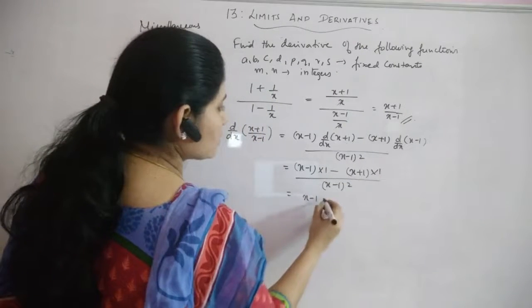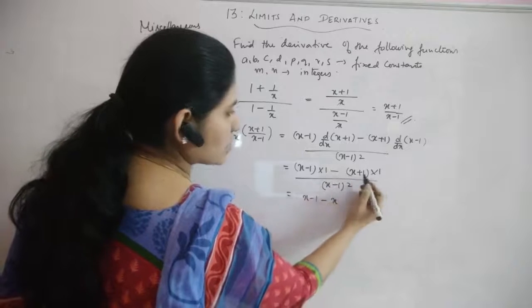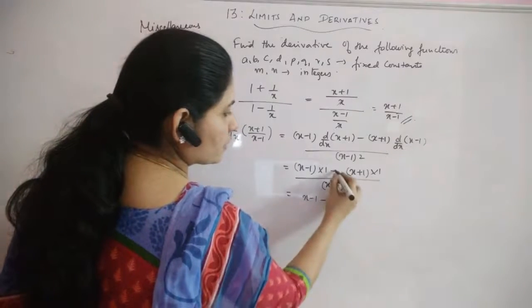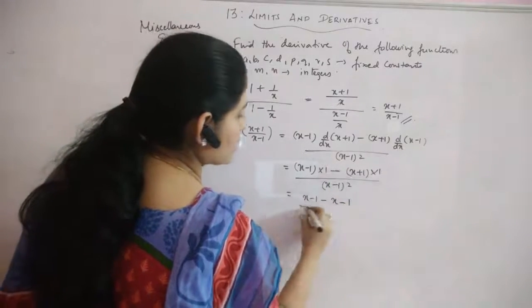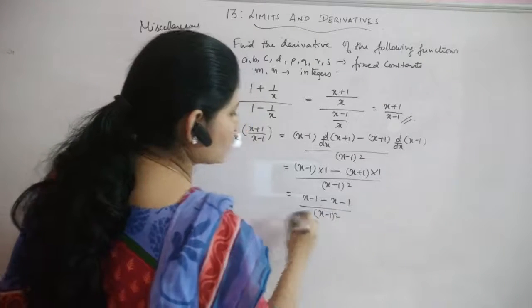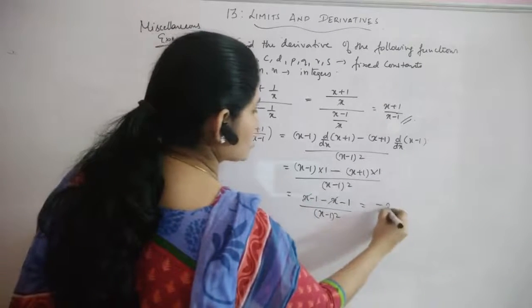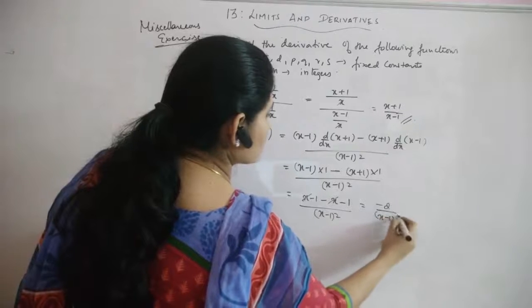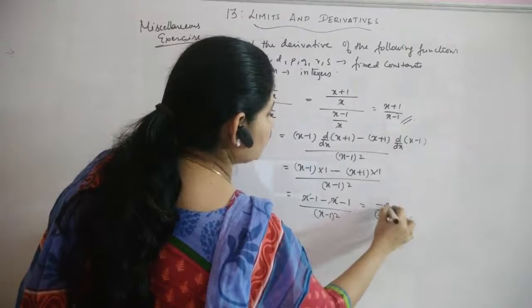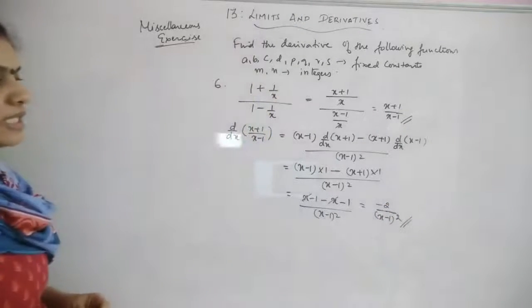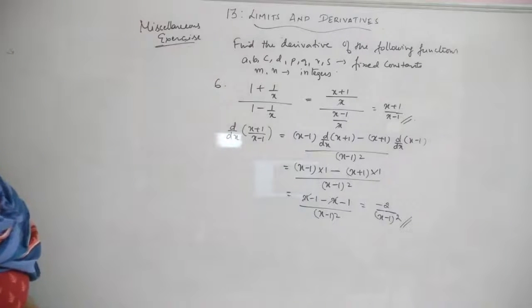So it is x minus 1 minus x plus 1. Removing the bracket, you will get minus x minus 1 divided by x minus 1 the whole square. So that it is minus 2 by x minus 1 the whole square. Okay, minus 2 by x minus 1 the whole square.